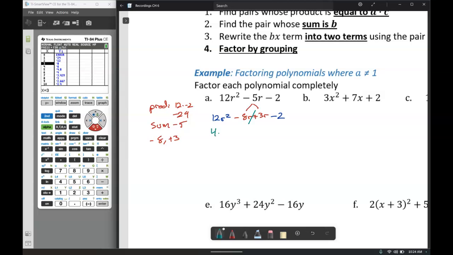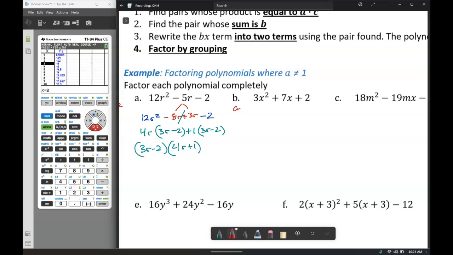Factor by grouping. Since we already have 3r minus 2, we just need to factor out a 1, leaving us with our 2 factors. So there's not really a shortcut with this one. We still have to kind of work through because we need to make sure we have the proper leading coefficients.